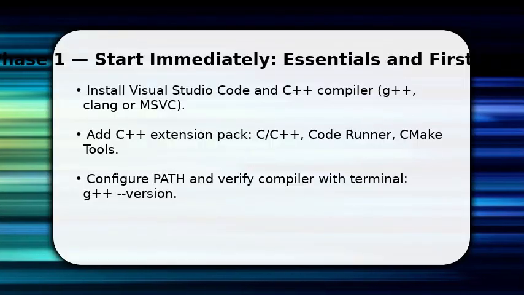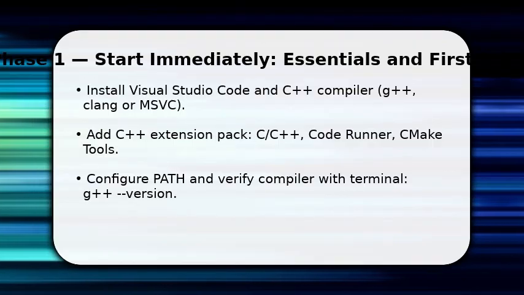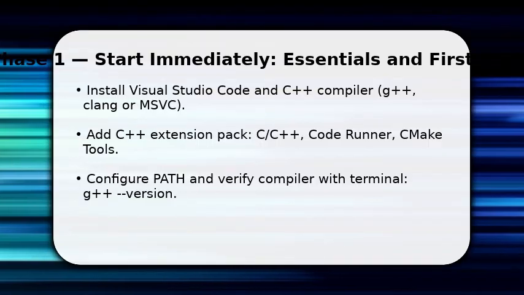You begin by preparing a minimal environment. Install Visual Studio Code and a C++ compiler, then add the C/C++ extension. Once done, make sure the compiler is on your path so the integrated terminal can invoke G++ or Clang. This avoids build errors later.